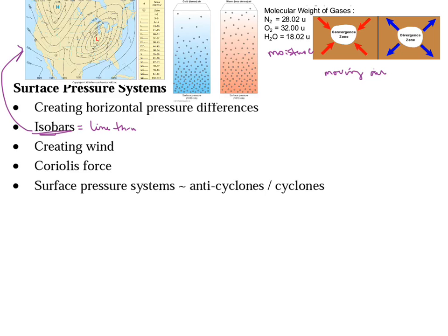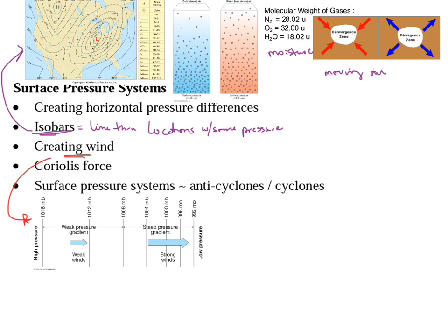Isobars are like what we saw on the weather map a little bit ago. A lot of times on a weather map you'll see these lines, and those are probably isobars, showing locations with the same pressure. If it's a good map, it actually says what the pressure is, like the one we looked at. So isobars are what we call contour lines, marking locations with the same pressure.